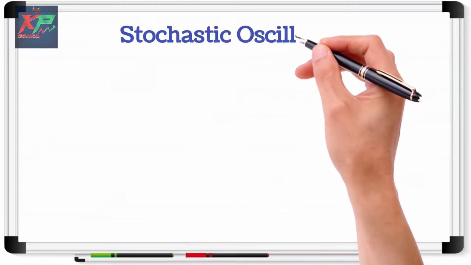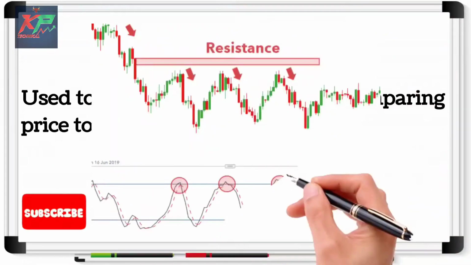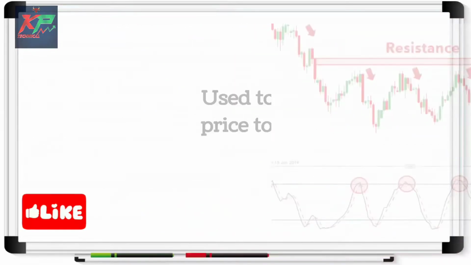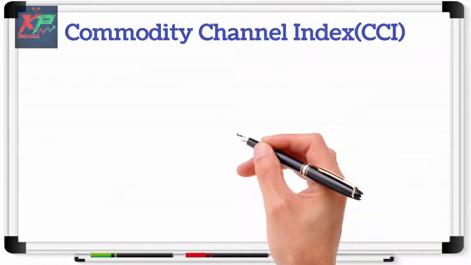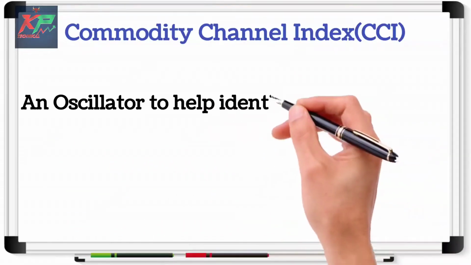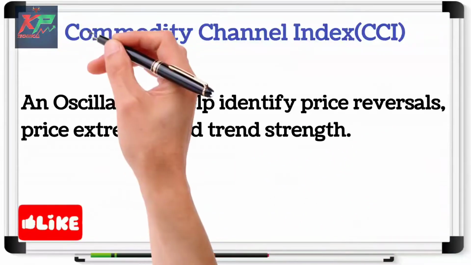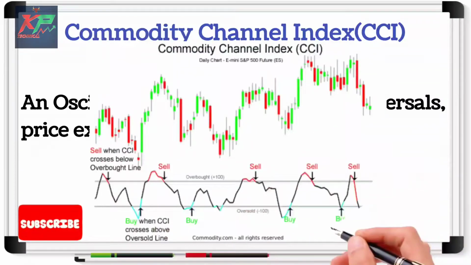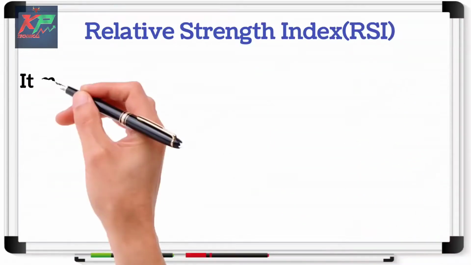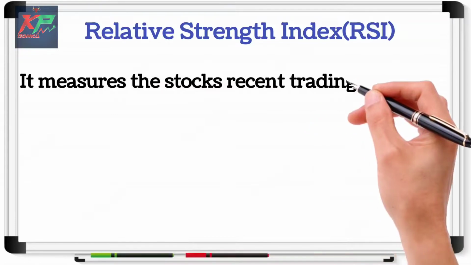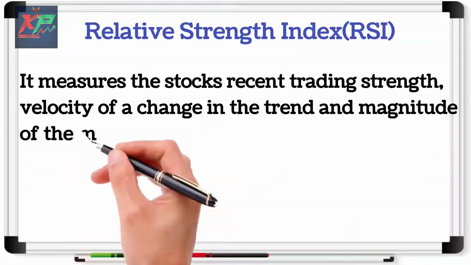Stochastic oscillator is used to predict turning points by comparing price to its price range. Commodity channel index, CCI, is an oscillator to help identify price reversals, price extremes and trend strength. Relative strength index, or RSI, measures the stock's recent trading strength, velocity of change in the trend and magnitude of the move.